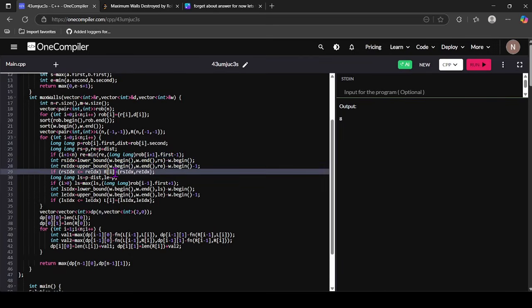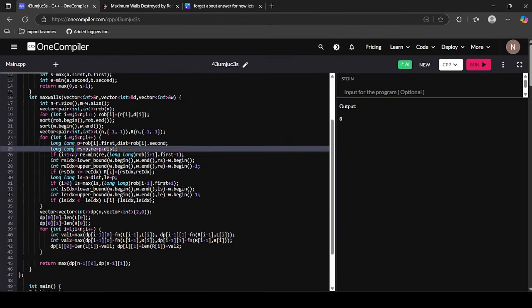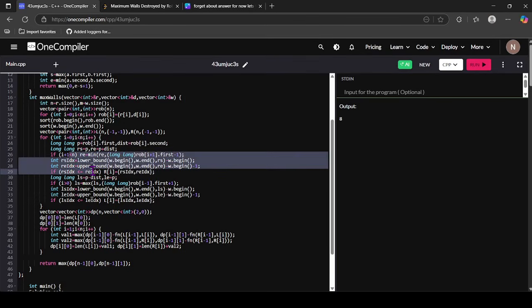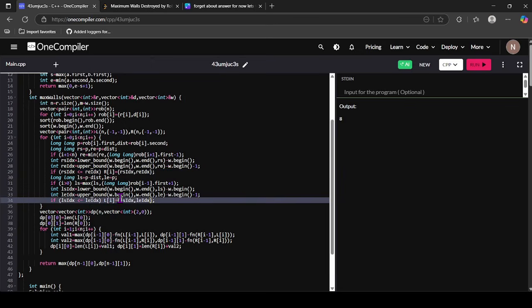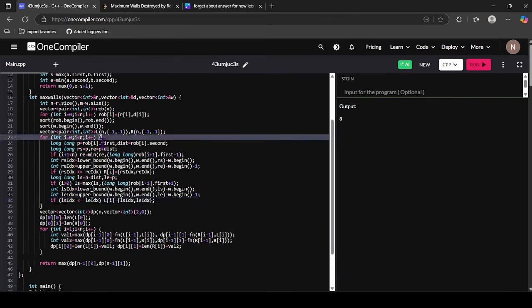Capital R of I is the wall indices that are covered for this range, r to re. So we found the upper bound and lower bound, and then R of I is equal to R start and R end. So what does this mean? Capital R of I is a pair that indicates the range of wall indices that will be destroyed by choosing right. And similarly, L of I is the range of walls affected when choosing a left firing bullet for the present robot. So hope you got both R of I and L of I.